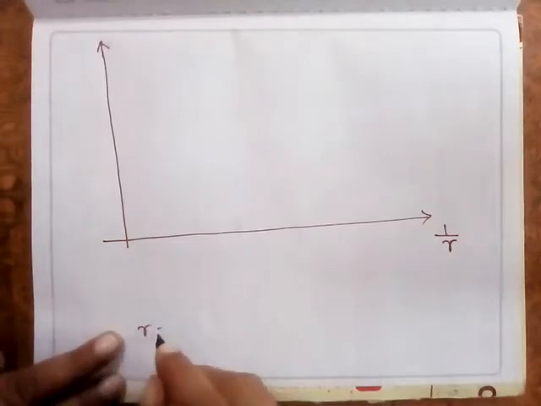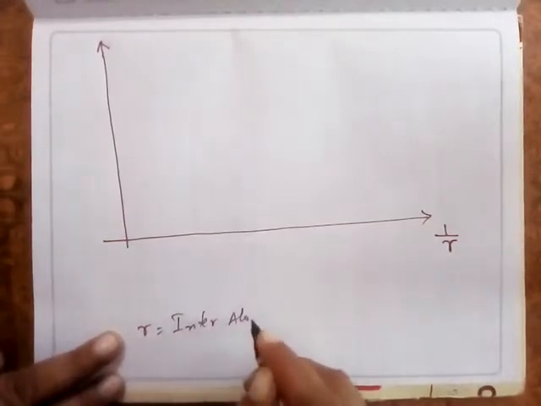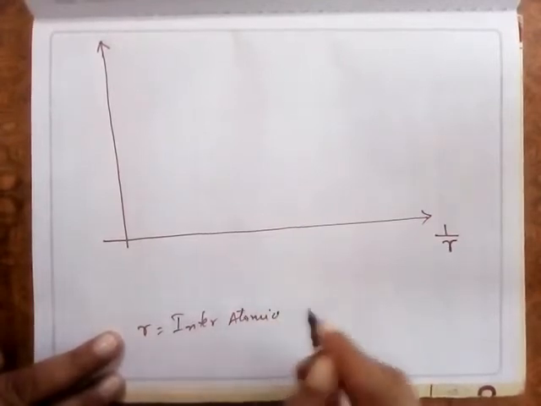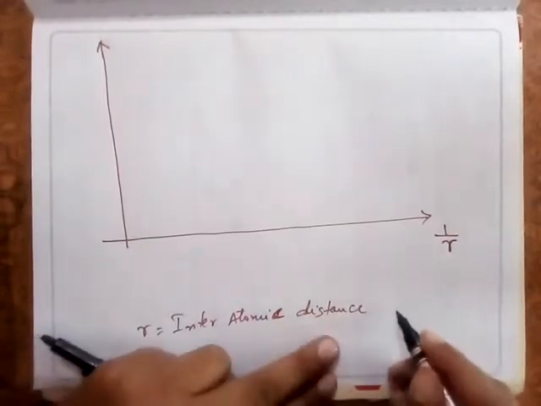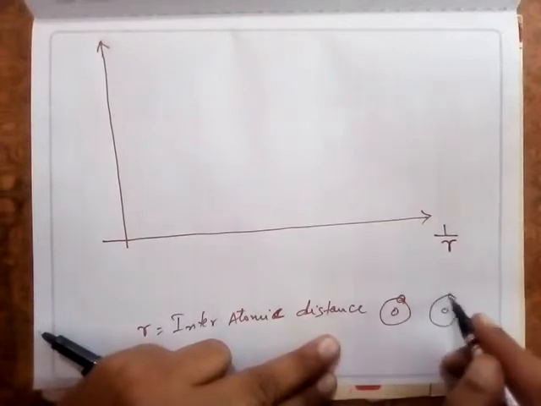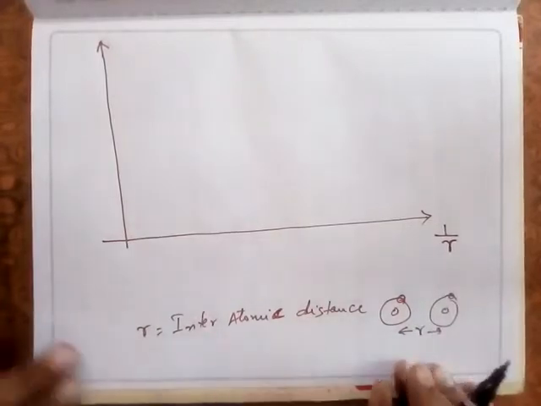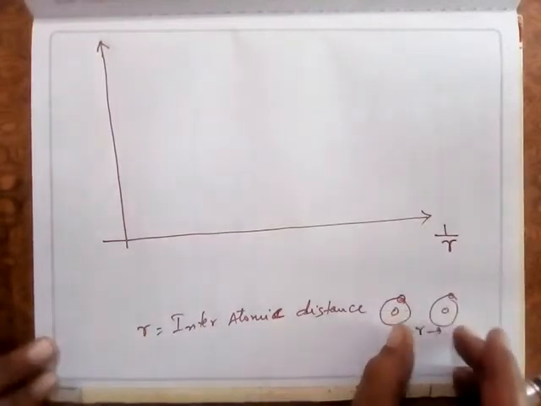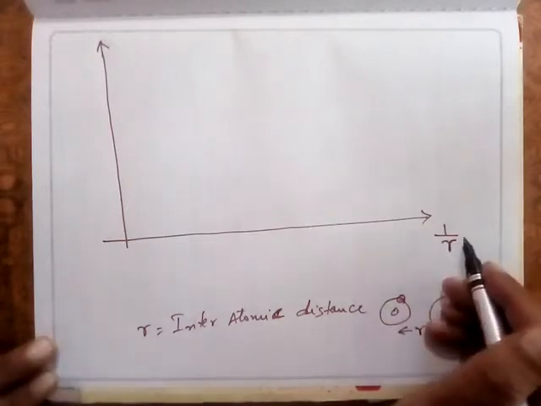This r is the inter-atomic distance. What I mean to say is that you have one atom here and another atom here, and this distance is r. Now when they come close, of course when r decreases, 1 upon r will automatically increase.